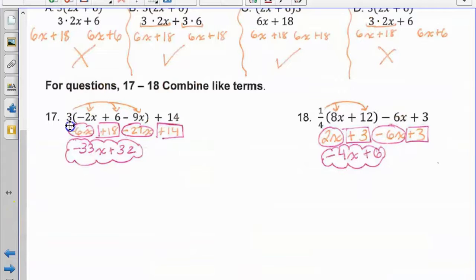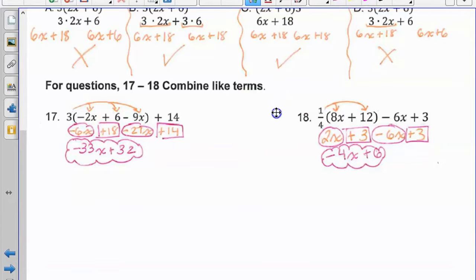So with 17, I do 3 times negative 2, 3 times 6, 3 times negative 9. I get negative 6, 18, negative 27, and then plus 14. I did my shapes to combine like terms, so I combine negative 6 with negative 27 to get negative 33x. 18 plus 14 to get 32. Over here, same thing with distributive property.